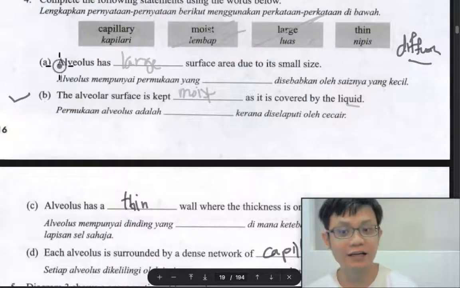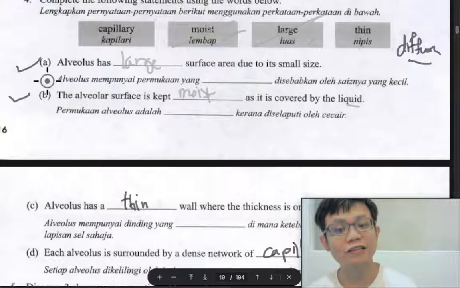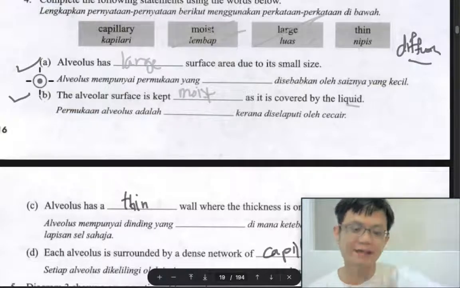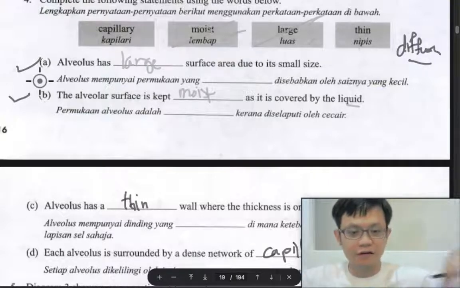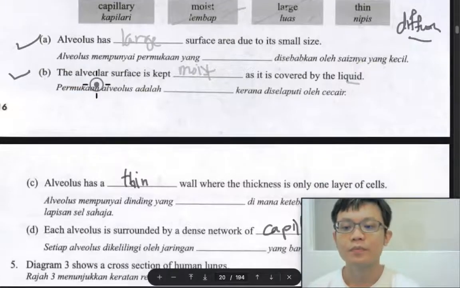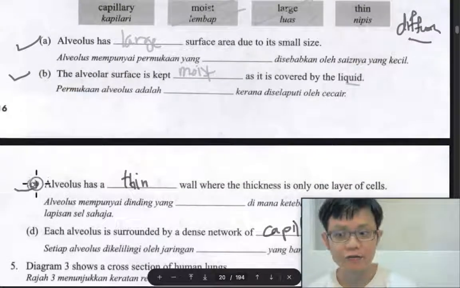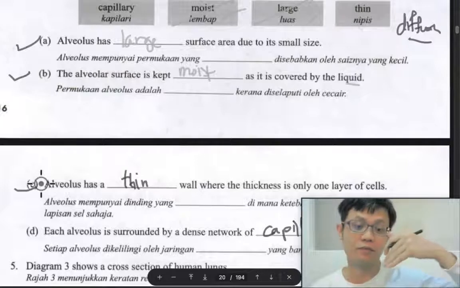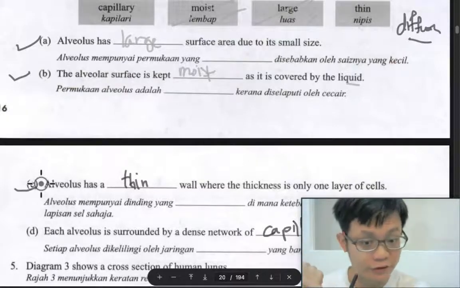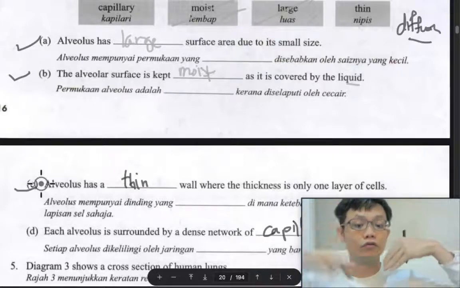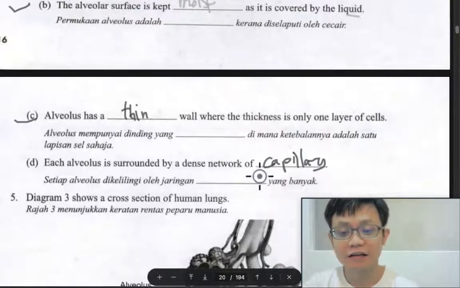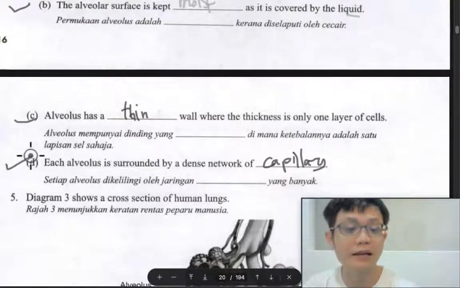Secondly, our alveolus has a large surface area, because the alveoli are very small. If I cut the lung and put it on the floor, it would be very, very big. Alveolus is very thin, so the oxygen can go inside the blood easily. The oxygen cannot go into my skin because my skin is very thick, but the oxygen can go into the alveolus because the alveolar wall is very thin. Alveolus is surrounded by many blood capillaries.